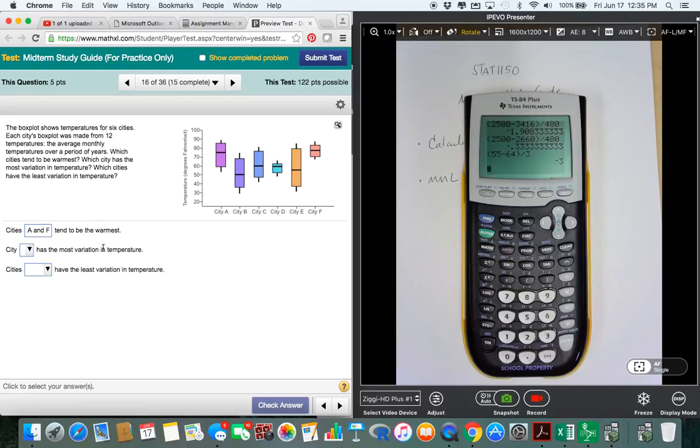City blank has the most variation. Well, we want the one with the biggest spread, so I'm going to go with city E. And which has the least variation? Well, I'm going to go with the squattiest one, which has little variation. So well, actually it has me doing 2 of those, so it looks like this one, and so D and F should be the right answer.